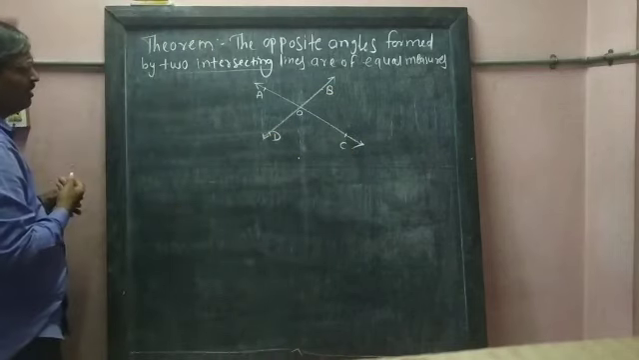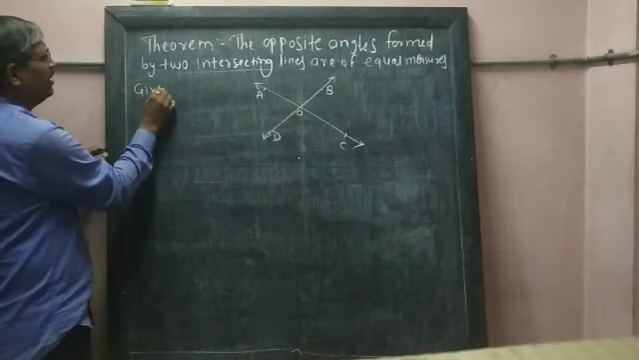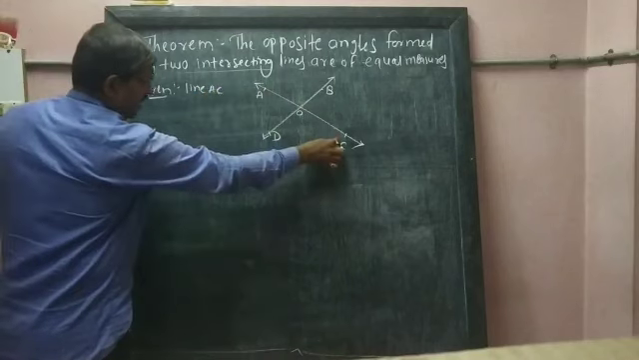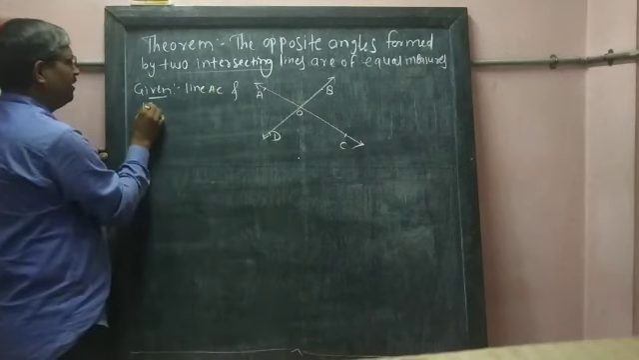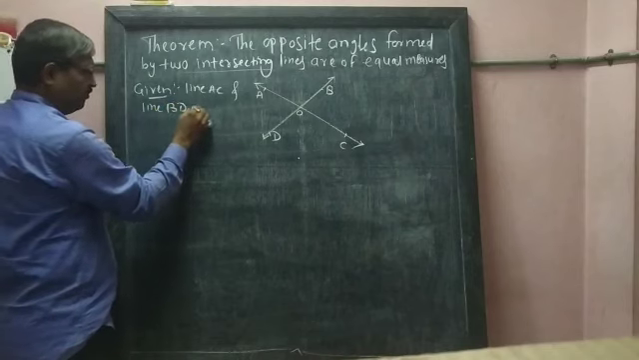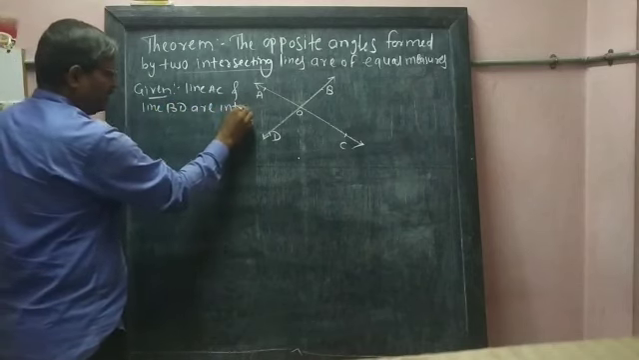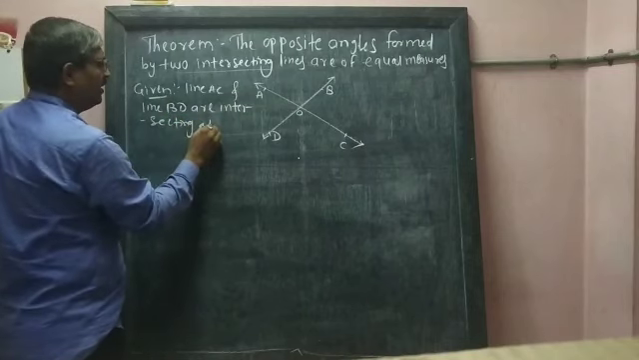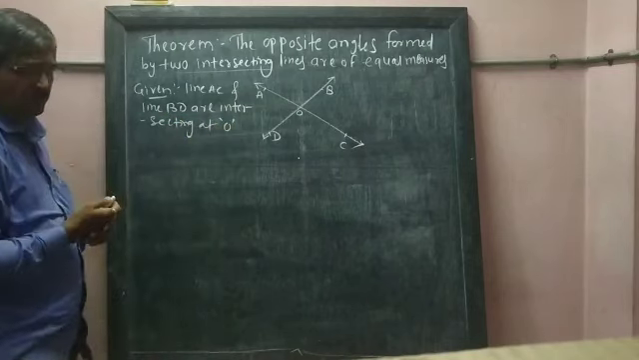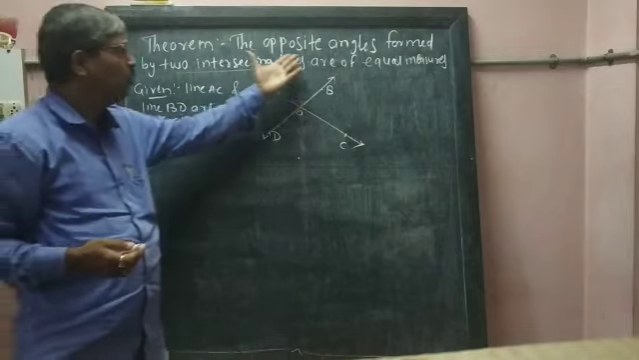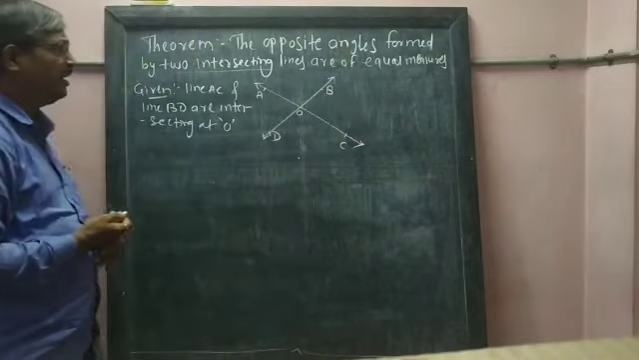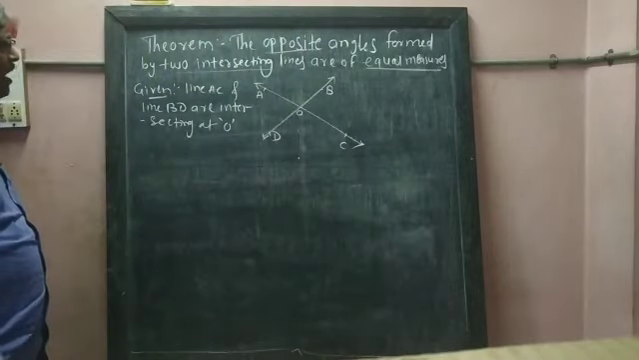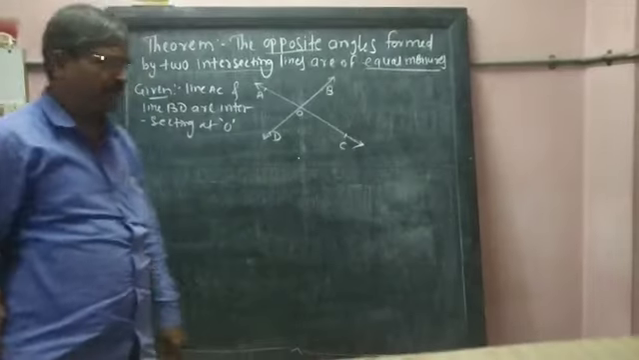I will write here, given. What is given? Line AC and line BD are intersecting at O. This is the given information. And what do you want to prove? The opposite angles formed have equal measures.